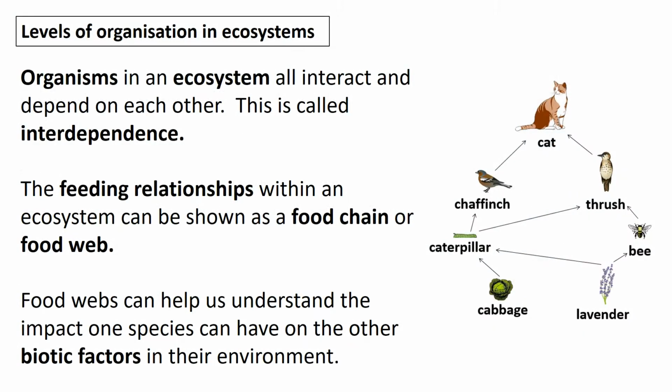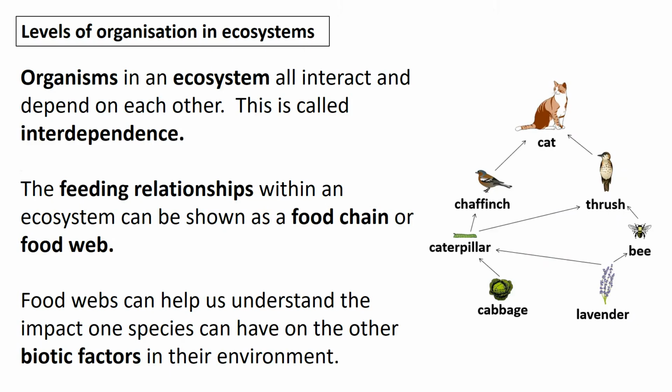The next thing to think about in ecosystems is how all those interactions play out. So when you've got all those different populations of species in an ecosystem, they're all going to interact with each other and compete with each other and feed off each other. And that is all called interdependence.